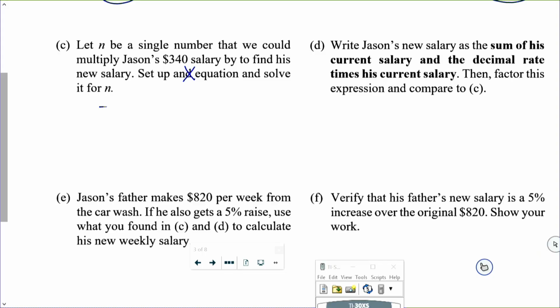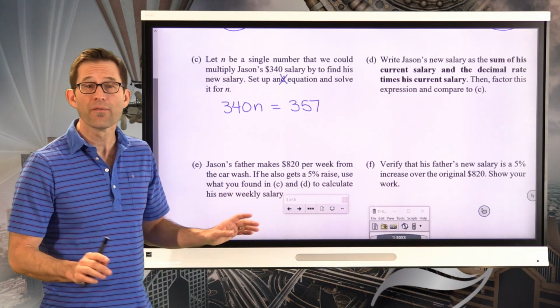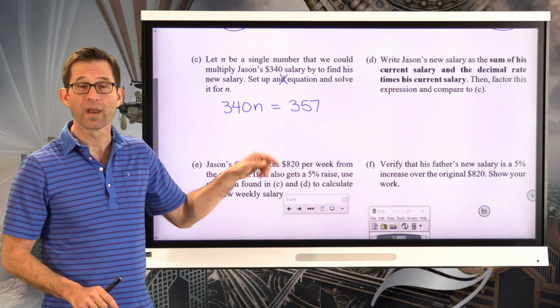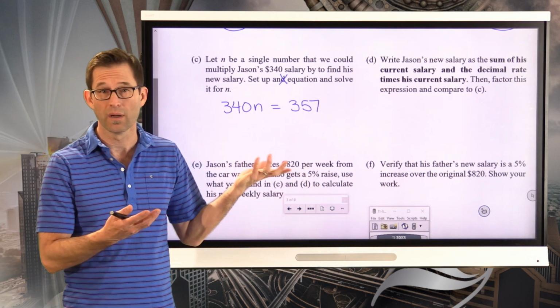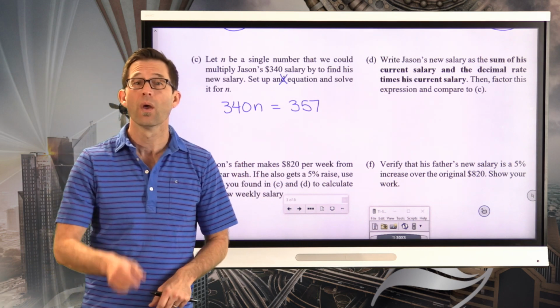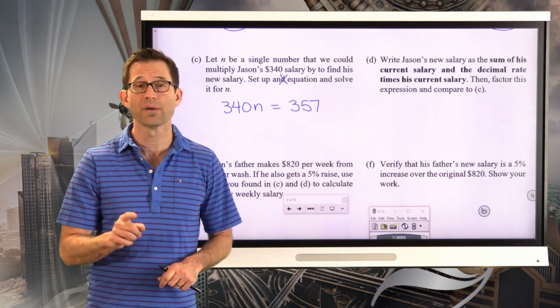So what we want to do is set up and solve this equation. Well, I already set it up. But it's very simple, right? If I want to figure out a number, n, that I can multiply his original salary by to get his final salary, that's the equation I need to solve. Why don't you now go ahead and solve it with the help of your calculator? Pause the video now.